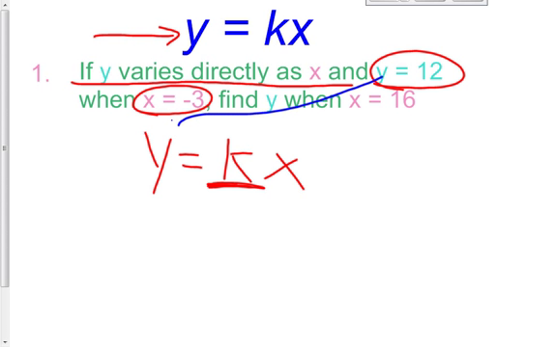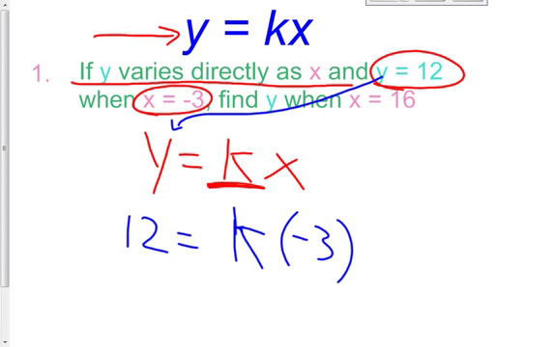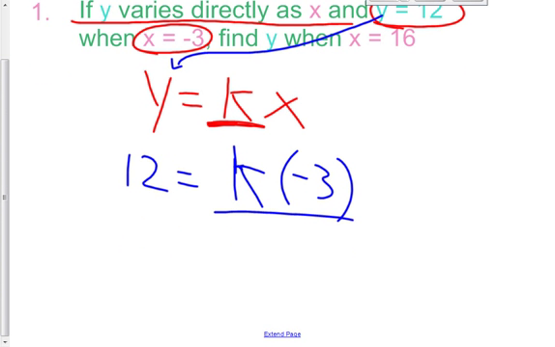If y is 12, put that right there. 12 equals k, which we want to find, multiplied by x, which is negative 3. So we're going to solve for k now. Obviously, all you have to do is use division, divide both sides by negative 3. We found our constant. Our constant of variation is k equals negative 4.